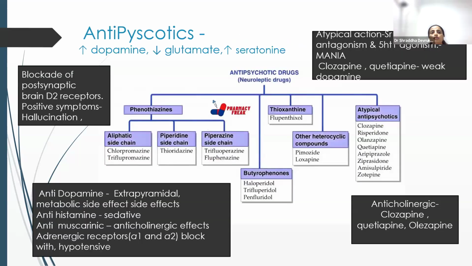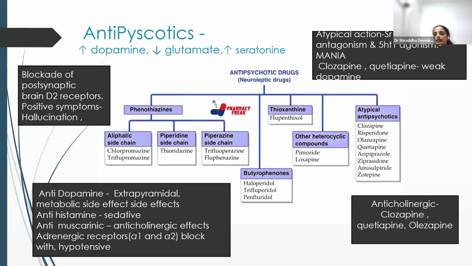Next group of drugs is for schizophrenia, the antipsychotics. So the problem with psychosis is there is excess of dopamine, less glutamate, and increase of serotonin. So you need to block these. So you have phenothiazines, thioxanthenes, butyrophenones, and atypical antipsychotics. This group of phenothiazines and thioxanthenes will block the postsynaptic dopamine receptors in the brain, which control the positive symptoms such as hallucinations. But the negative symptoms are not controlled with this. For them, you need atypical antipsychotics.